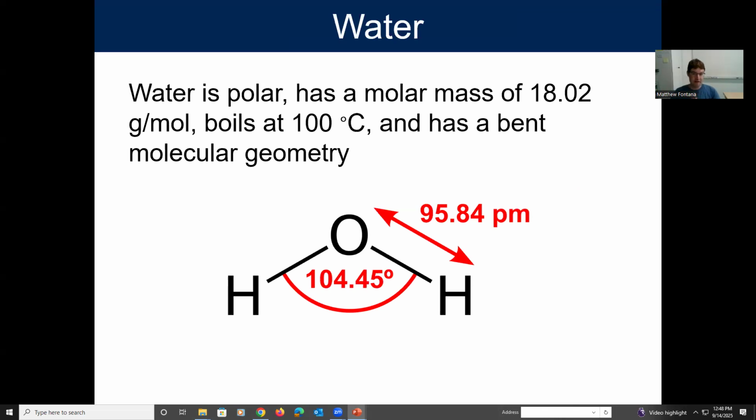So, one thing that's worth pointing out here is you just gotta remark how nice and remarkable water is. So, just some information about water. It's polar. It has a molar mass of 18.02 grams per mole. It boils at 100 degrees Celsius, and it has a bent molecular geometry. Okay, so you can see here is our structure of water. And the oxygen hydrogen bond length is 95.84 picometers, where pico is times 10 to the negative 12. And it has a bond angle of about 104.45 degrees.